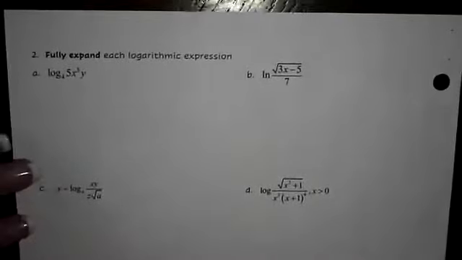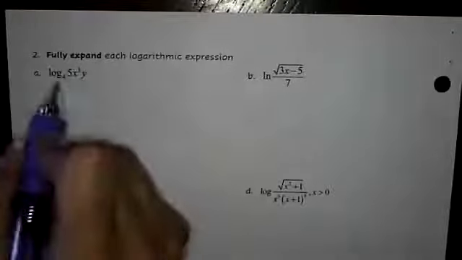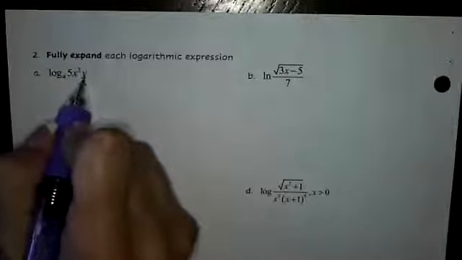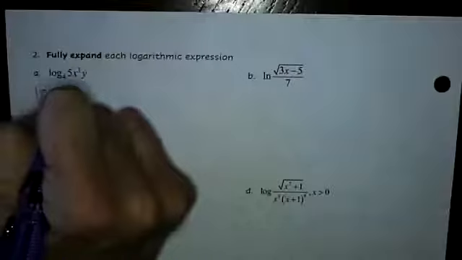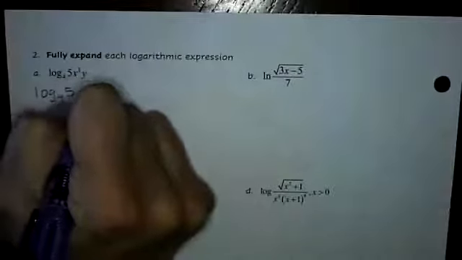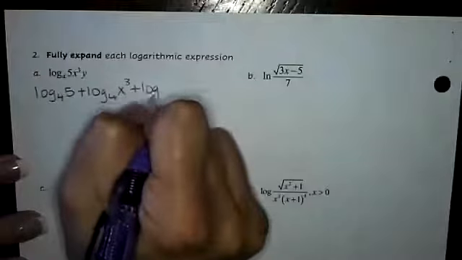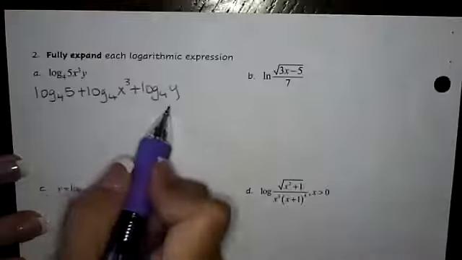All right. Now we're going to work on fully expanding these. So we're going to take it from the single log to multiple logs. In this first one, they're all being multiplied together here. So the logs that I would create, I would separate by a plus sign. So I get log base 4 of 5 plus log base 4 of x cubed plus log base 4 of y. I've expanded it to the 3.